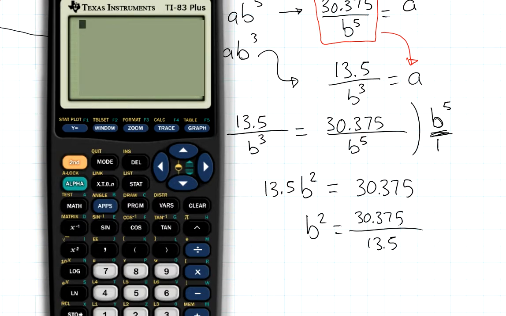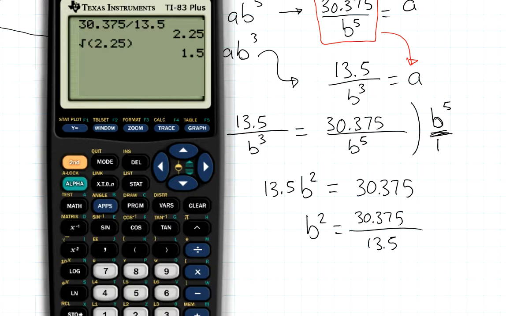We are going to take 30.375, and I'm going to divide that by 13.5. And I get 2.25. And what I need now is the square root of that. I'm going to take the root of both sides. If I take the square root of that, I get the root of 2.25. That's fabulous. It gives me exactly 1.5.